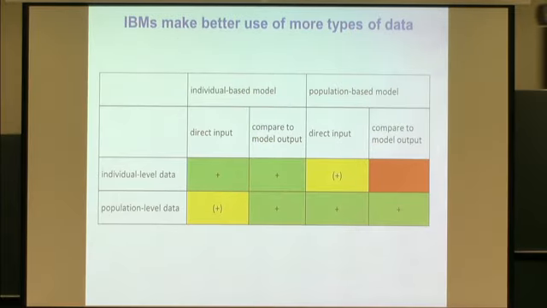Now, individual-based models have one advantage, that they can make use, of course, of data on the individual level, but they can also use data on the population level to compare with model predictions, and because of that they can make use of more different types of data than population level models, because the individual-based model maps the individual level to the population level, so you can use more different types of data to inform the modeling.